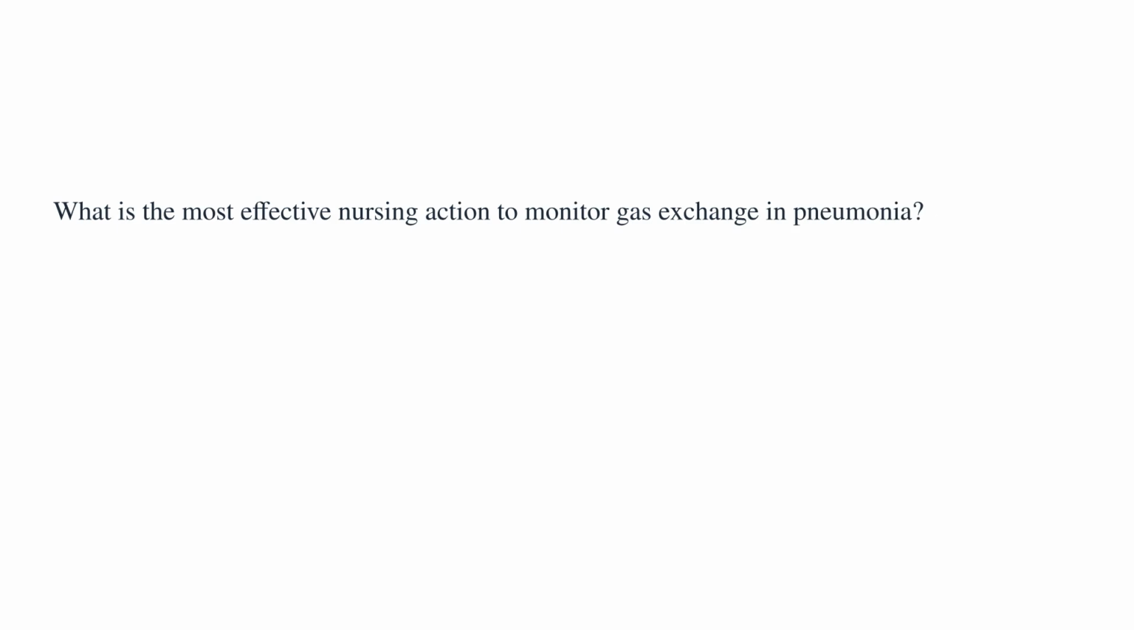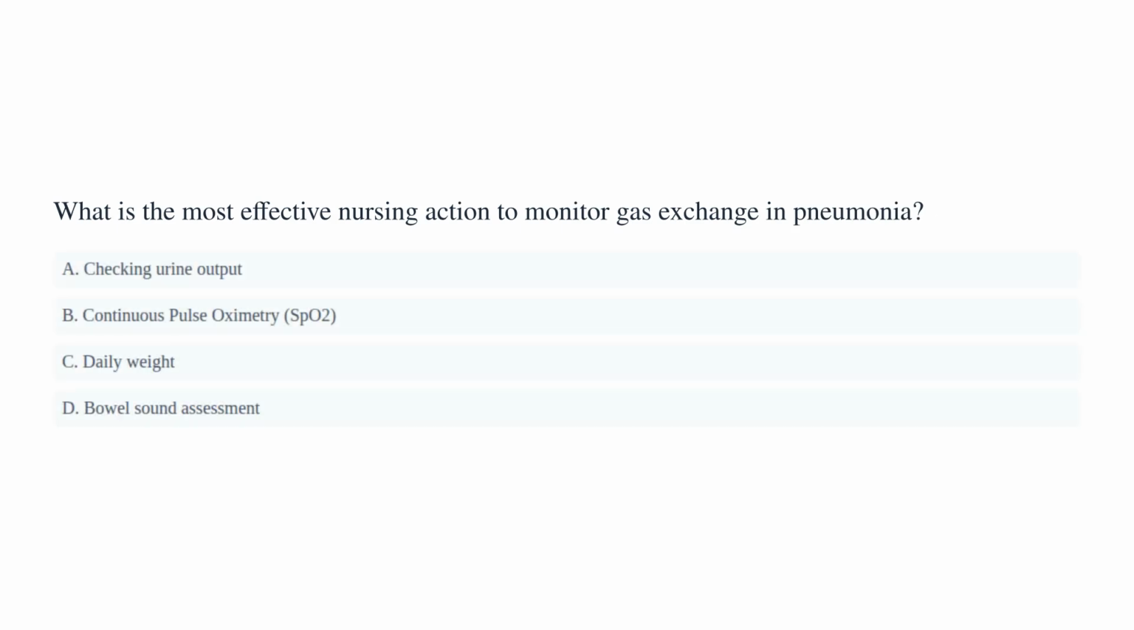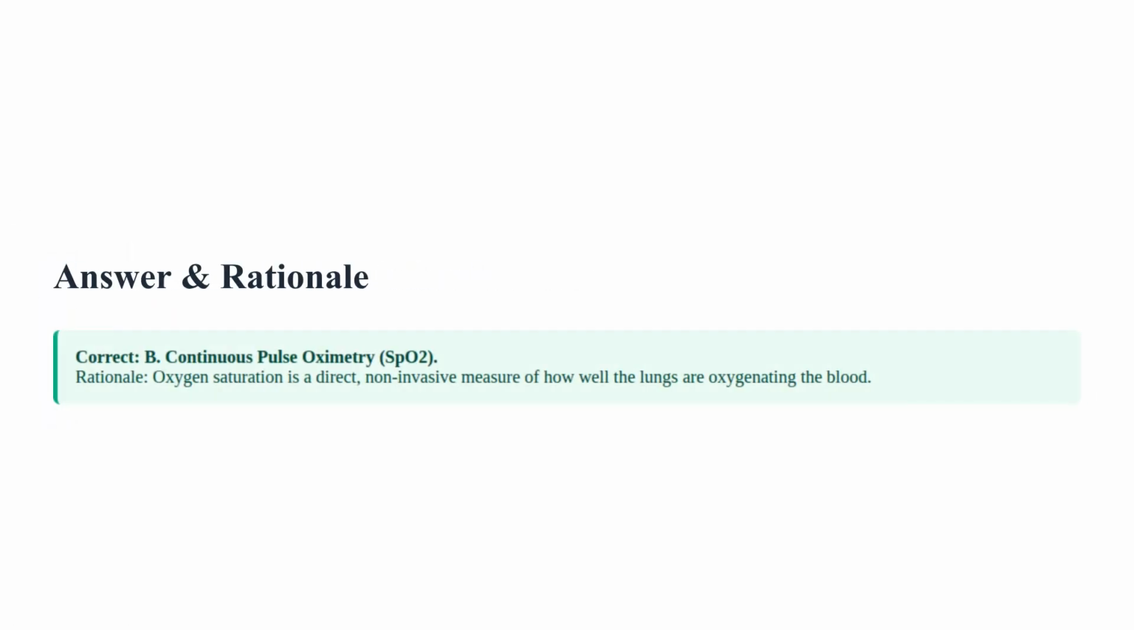Let's consider this question about monitoring gas exchange in pneumonia. What is the most effective nursing action to monitor gas exchange? The correct answer is C, monitoring O2 saturation with a pulse oximeter. This provides a continuous, non-invasive measurement of oxygen saturation, a direct indicator of gas exchange adequacy.